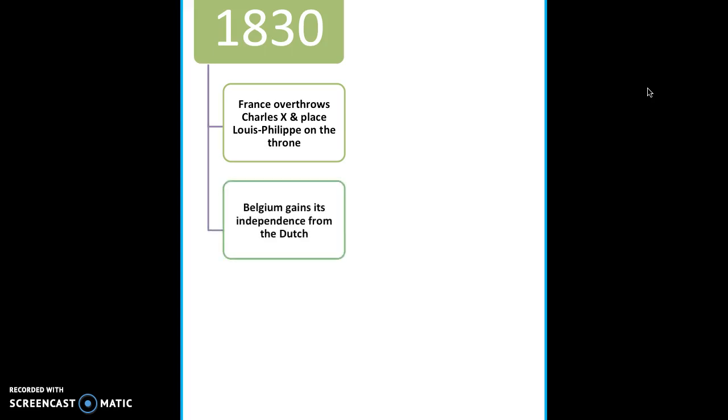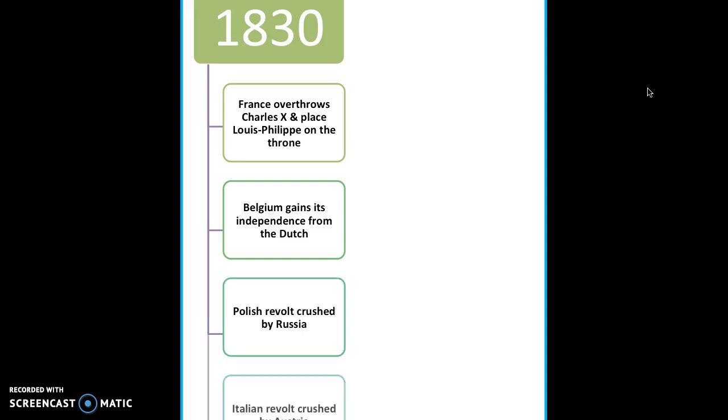So in 1830, France overthrows Charles X and puts Louis Philippe on the throne. That was a liberal success. Belgium gains its independence from the Dutch. That's a nationalist success. The Polish revolt is crushed by Russia. That is a nationalist failure. And the Italian revolt is crushed by Austria, another nationalist failure.